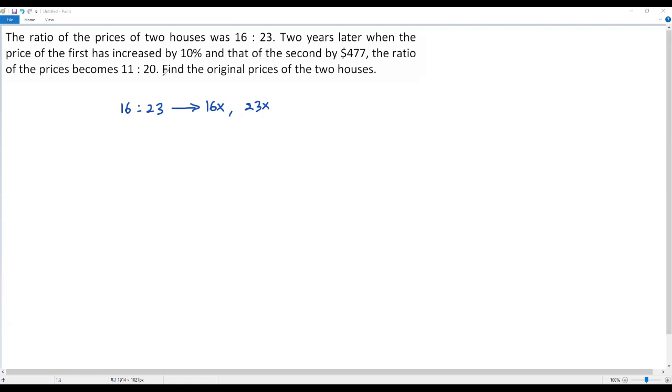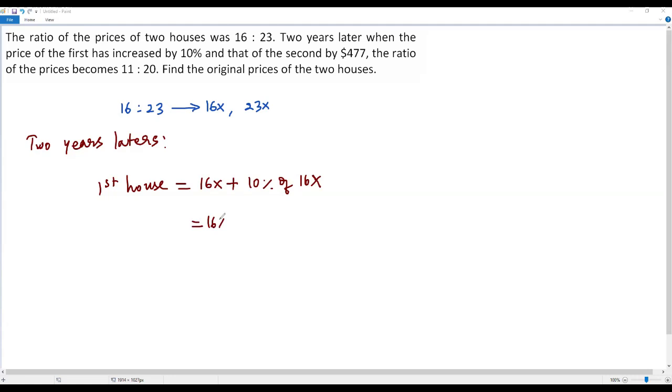Okay, now let me find the price of the first house after the 10% increment. So that is 2 years later. Let me write it over here. 2 years later, the price of the first house is increased by 10%. The price is already 16x. If it is increased by 10%, then it is 16x plus 10% of the original price, 16x. Okay, let me write it over here.